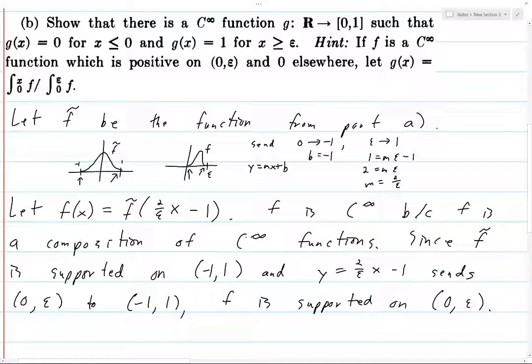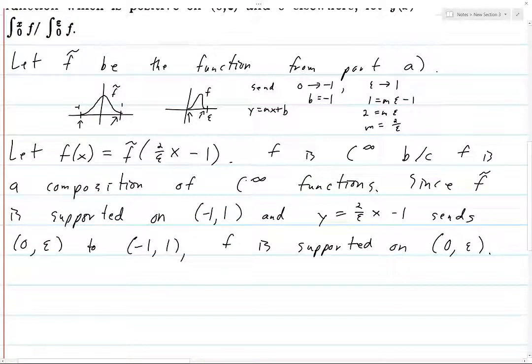So f is indeed a C infinity function, which is positive on 0 to epsilon and 0 elsewhere. Because this being positive on 0 to epsilon and 0 elsewhere is equivalent to saying that f is supported on the open interval from 0 to epsilon, just by the definition that I just gave. Okay. Let's continue. And now we're going to do what the hint says.